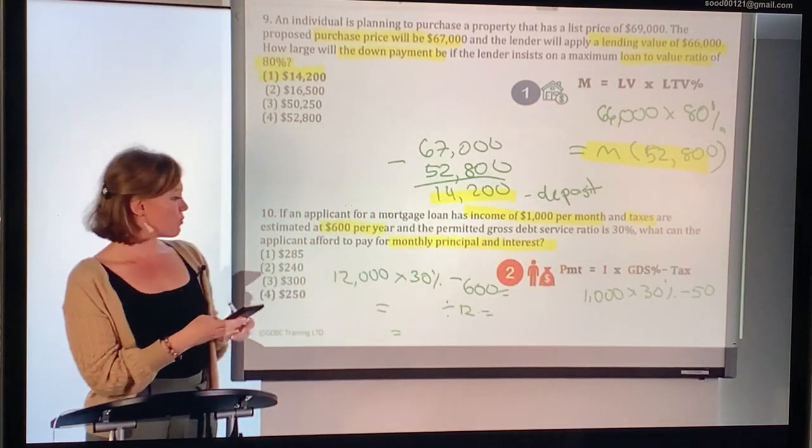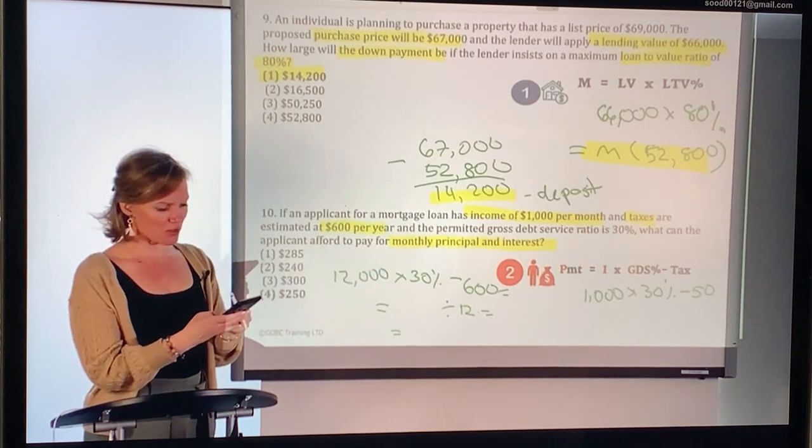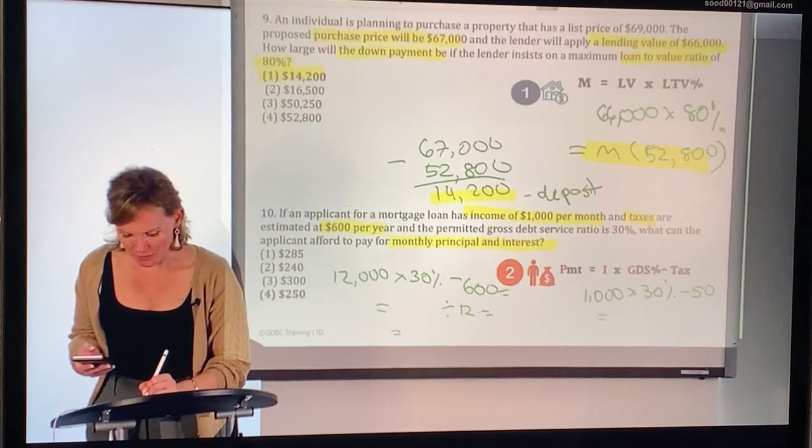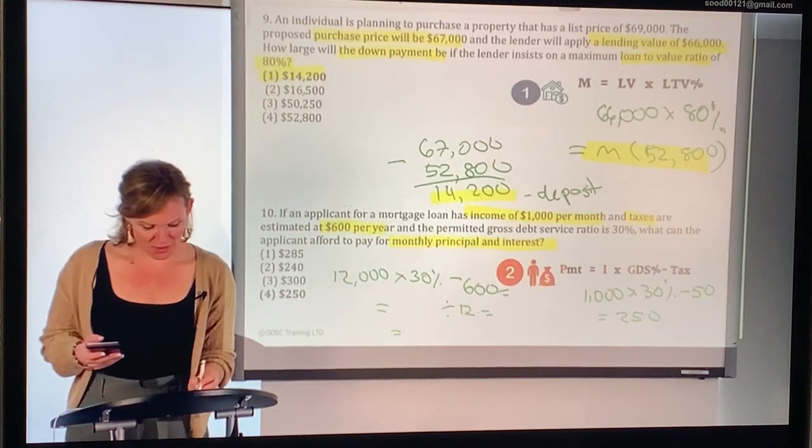So do it right now. You can do both of those versions, it doesn't really matter. I'll do that one first. So 1,000 times it by 30% minus $50 comes up to 250. Okay, so 250 is my answer.